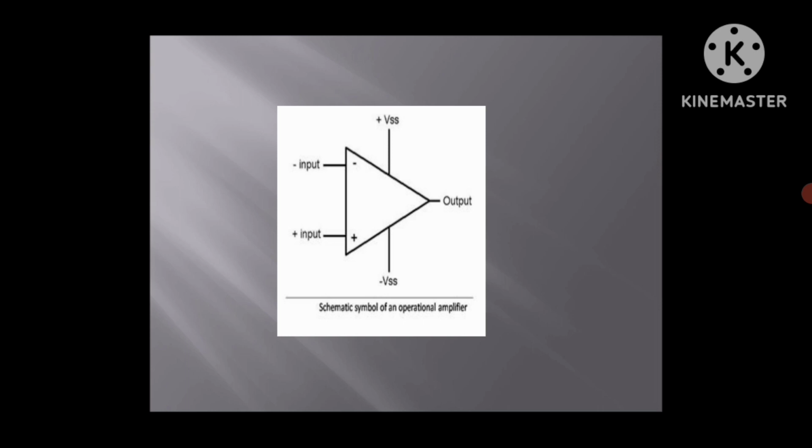Here there are two inputs. The inverting input is called the minus input, the non-inverting input is called the plus input, and we get the output. This output is nothing but the difference between the inverting and non-inverting inputs. Here the operational amplifier is operated on a dual power supply. So we have to give two supply voltages, plus VSS and minus VSS.